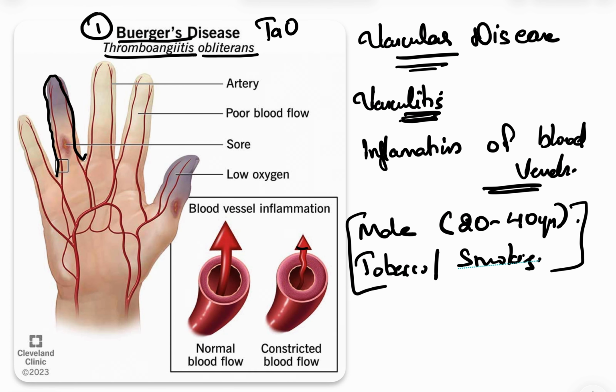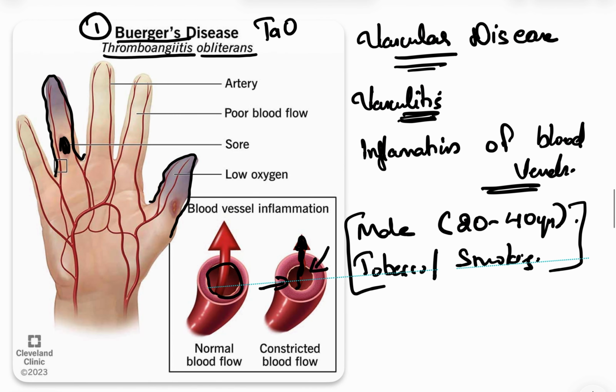What happens here? This is a normal blood vessel shown here. In case there is an inflammation, the blood vessel is going to constrict, resulting in a reduction of blood flow towards the extremities of the body. If the patient does not get sufficient blood towards the extremities, the patient is going to end up with sores or discoloration. You can see the discoloration, and it also ends up in gangrene.